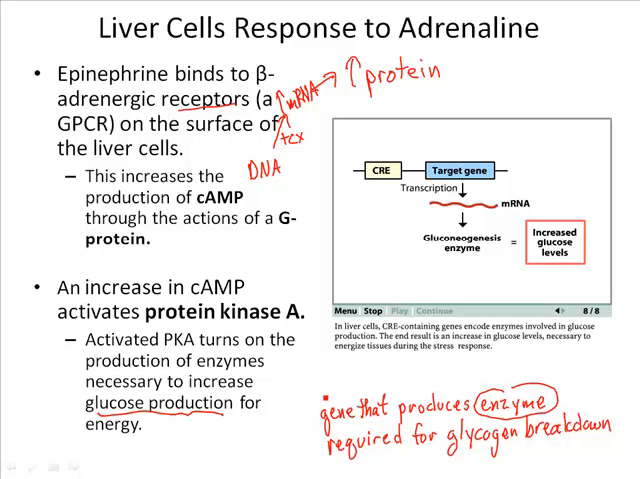And so now as a result of epinephrine binding to its receptor, we are going to increase glucose production. So what you saw there is the role of cyclic AMP in the process. Cyclic AMP took the signal, received the information, and then caused a cellular response by ultimately increasing glucose levels.